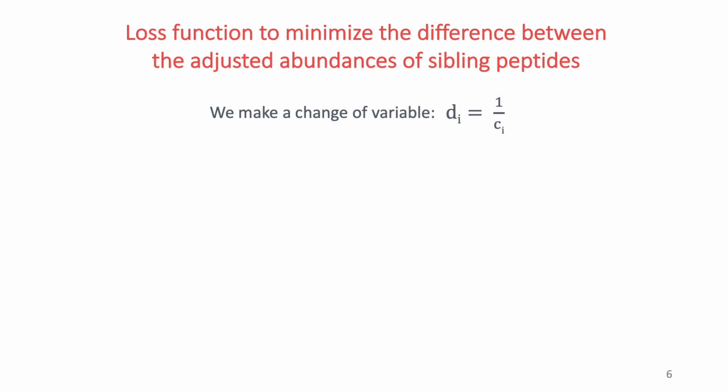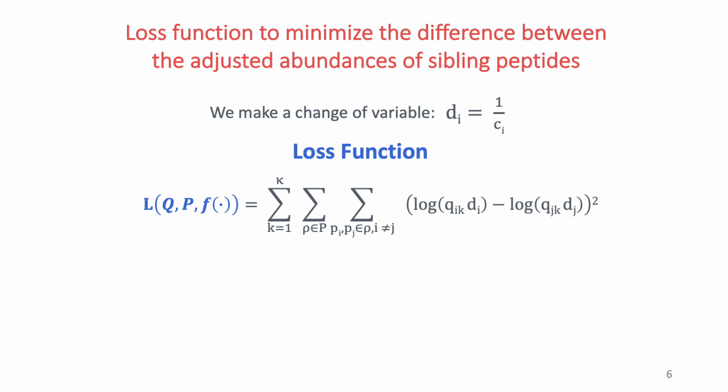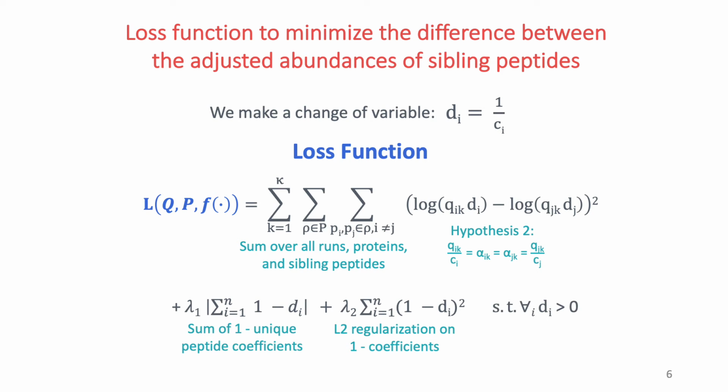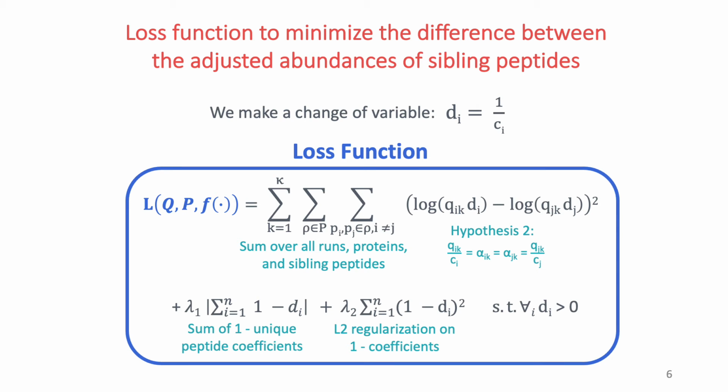Our loss function for our neural network is based on the key assumption that the adjusted abundances of sibling peptides should be equal. So we are trying to minimize the distance between adjusted abundances of all pairs of sibling peptides i and j in our dataset. And we naturally calculate this loss over all runs and proteins. We also have some regularization losses to ensure proper scaling of the coefficients. And we then define our neural network to minimize this loss.